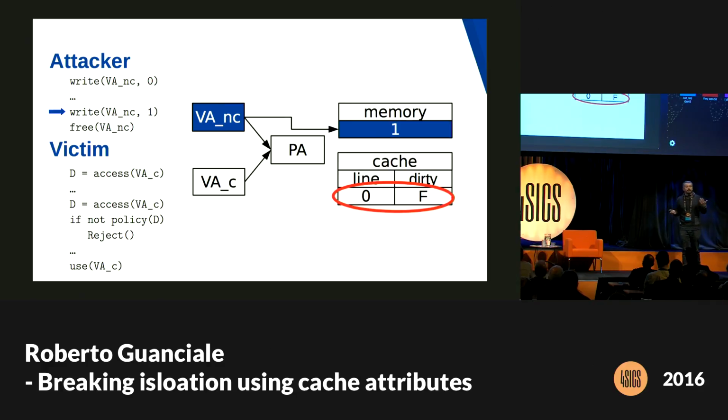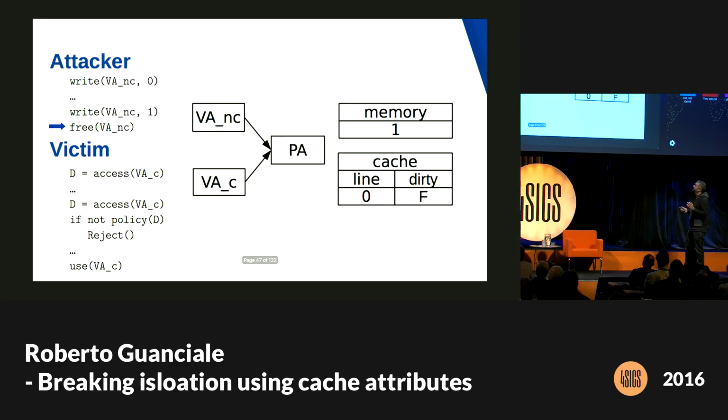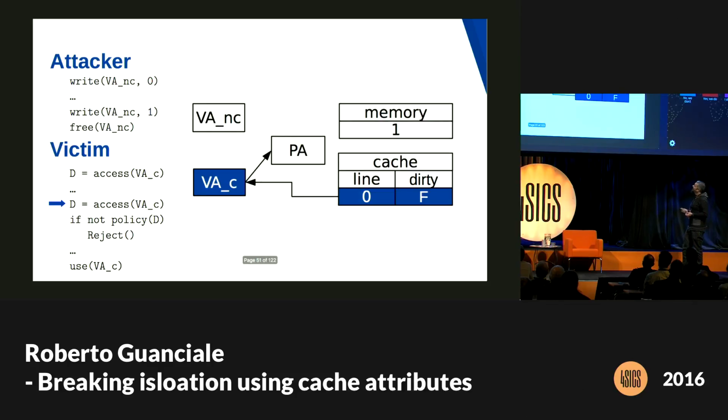Neither the value nor the dirty flag is updated. Then the attacker frees this part of memory, saying, I don't want this memory anymore. So this link is removed, and now in theory it should be completely secure for the victim to use this memory location, right? So it reads from the virtual alias that is cacheable.